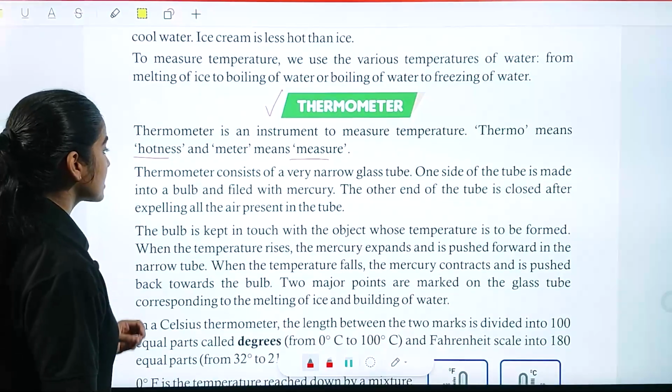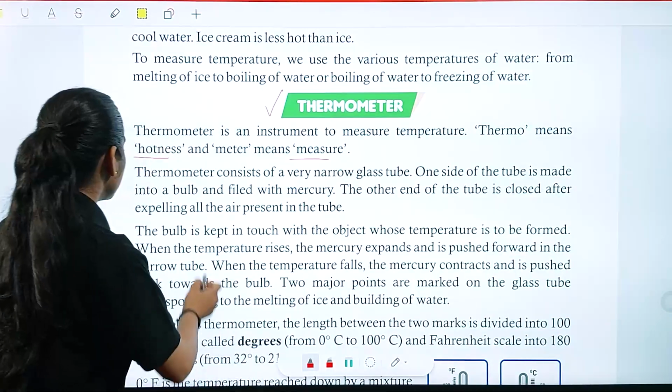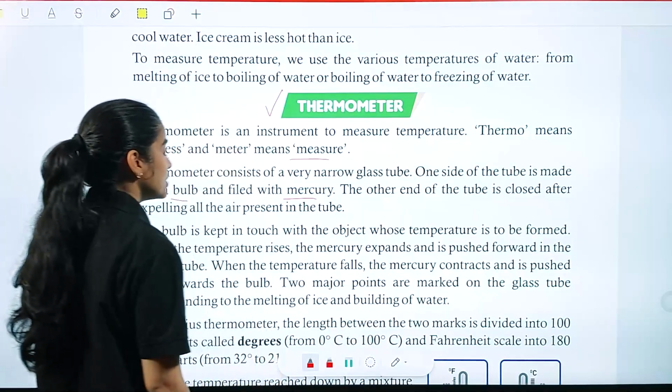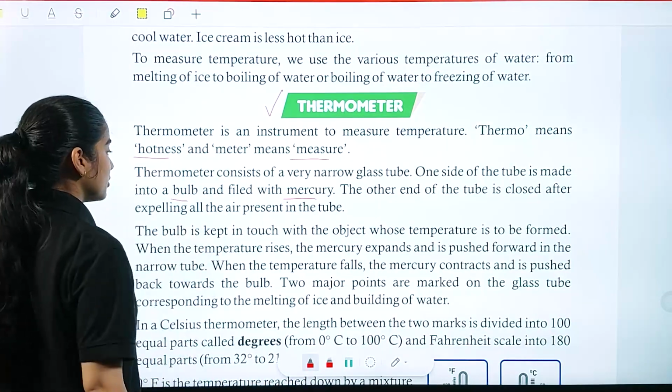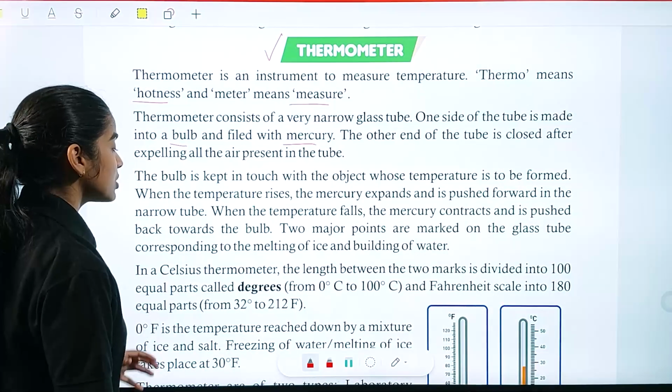So a thermometer consists of a very narrow glass tube. One side of the tube is made into a bulb and filled with mercury. The other end of the tube is closed after expelling all the air present in the tube. The bulb is kept in touch with the object whose temperature is to be measured.